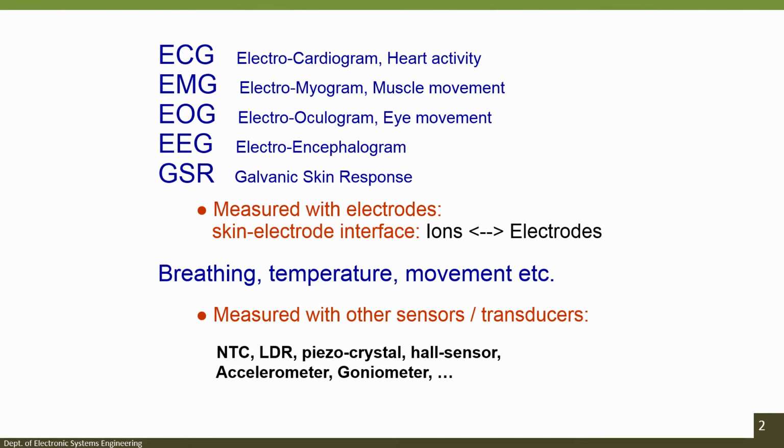Same thing goes for muscle movement. When we want to understand how signals are generated when we move our muscles, there is a name for that, which is called EMG, and it stands for electromyogram. Same thing when we have to understand our eye movement, how we blink our eyes and what kind of signals are generated from that blinking, then we can have the electrooculogram.